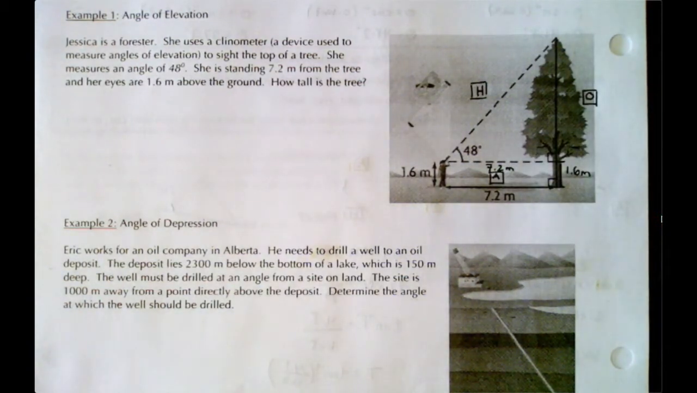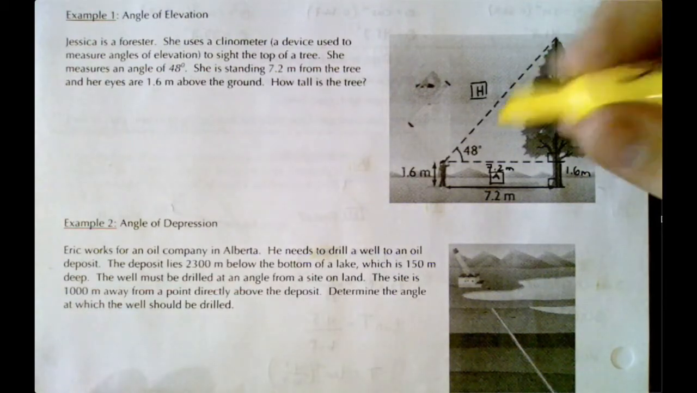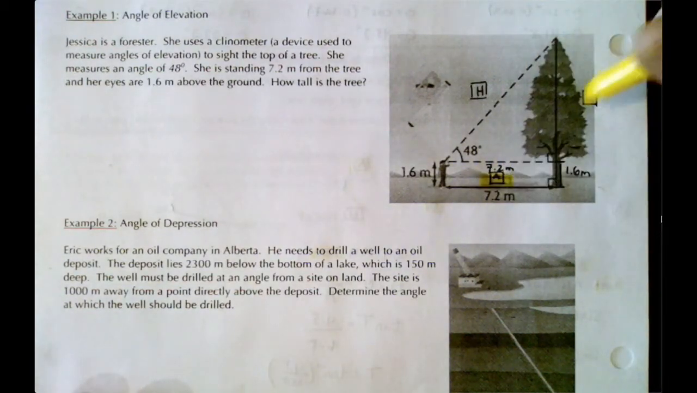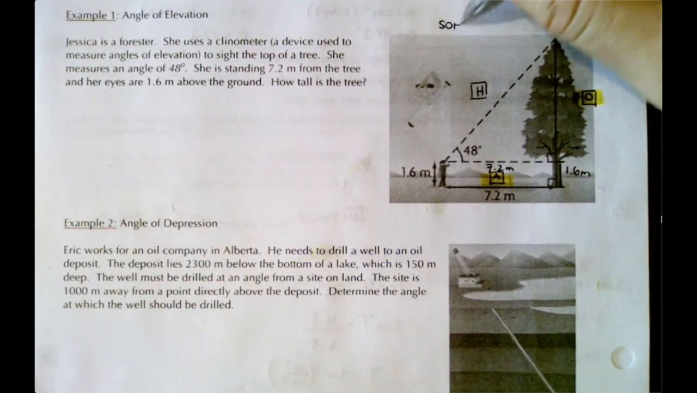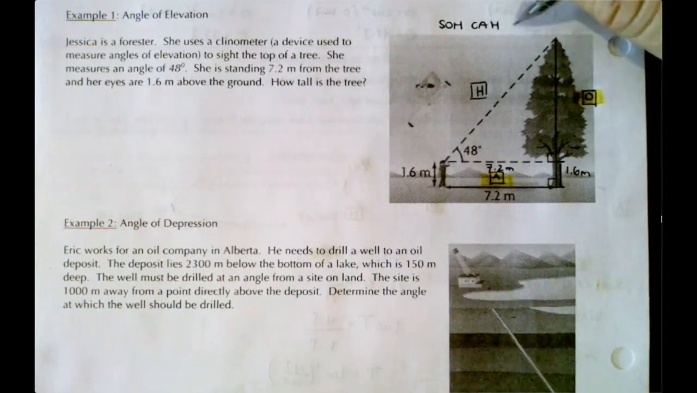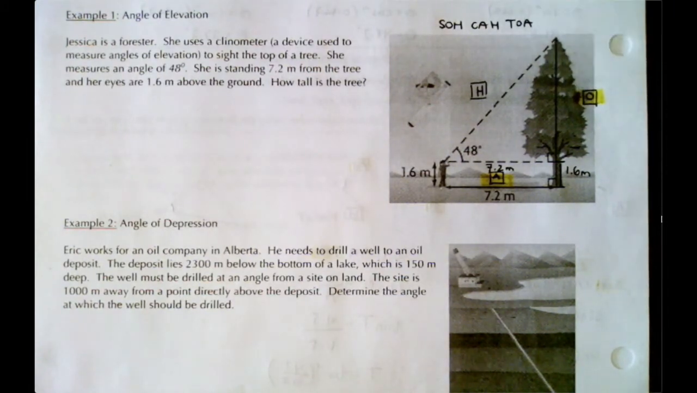So what do we have and what are we looking for? Well, we have the adjacent side and we want to find the opposite side. So if we look at SOHCAHTOA, one of those three has O and A in it, and that's TOA. So we can use our tan ratio to find the opposite side.